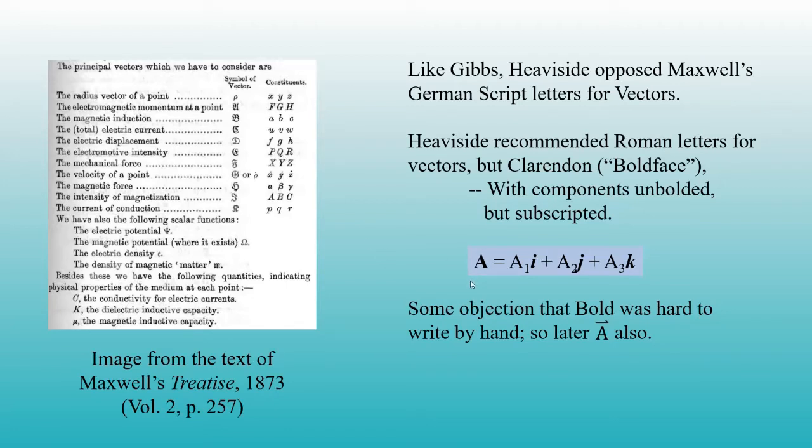To make it clear when he was talking about the 3D vector rather than the 1D components, he proposed to use the Clarendon typeface, what we today call bold, for the vector and the regular unbold for the components. Since IJK were unit vectors, he expressed all of these in boldface.